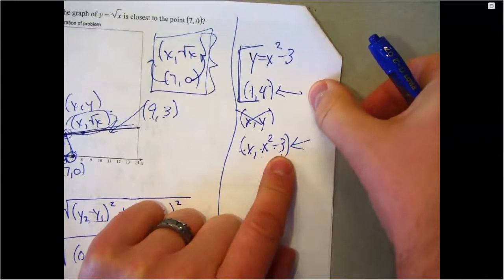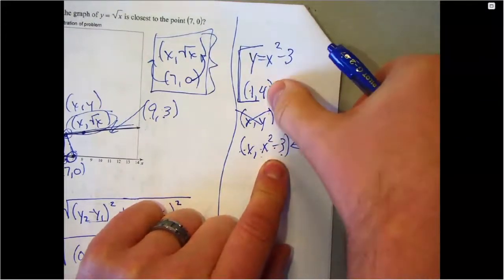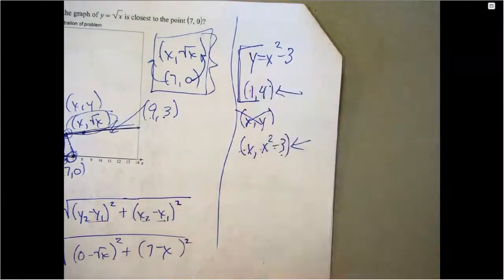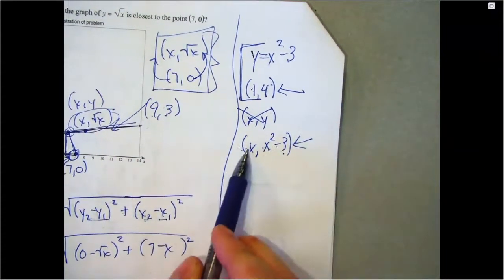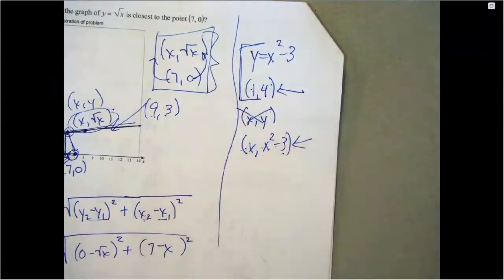So y2 minus y1 would become x squared minus 3 minus 4, and I would square that, plus x2 minus x1 would become x minus 1, and I would square that.